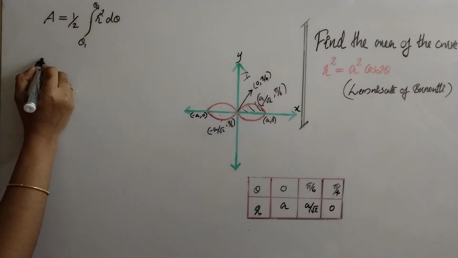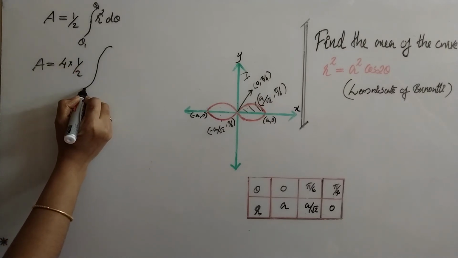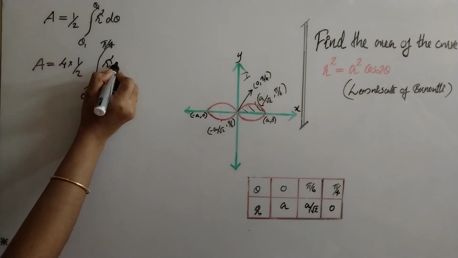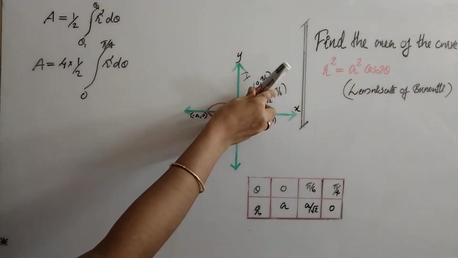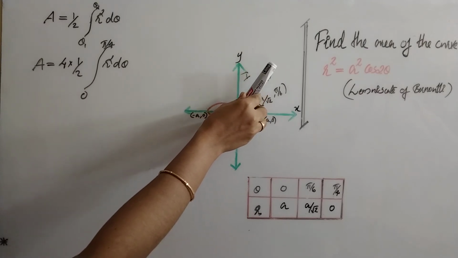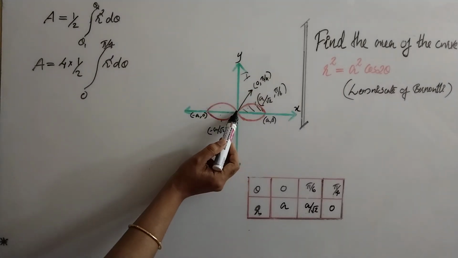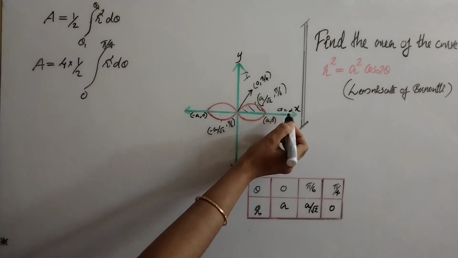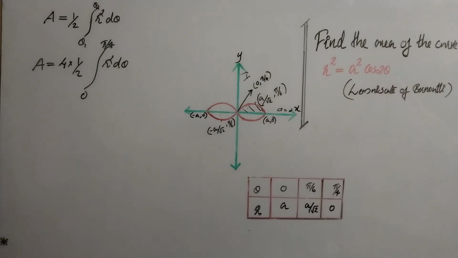So, to find the complete area of the curve, that is 4 times the area enclosed in the first quadrant, area A is equal to 4 times 1 by 2 into integral 0 to pi by 4 r square d theta. Here the limits of integration vary from theta equal to 0 to theta equal to pi by 4. There is no real part for the curve from theta equal to pi by 4 to theta equal to pi by 2. So, in the first quadrant, the value of theta varies from 0 to pi by 4. 4 into that area gives the complete area, that is the required area of the curve.